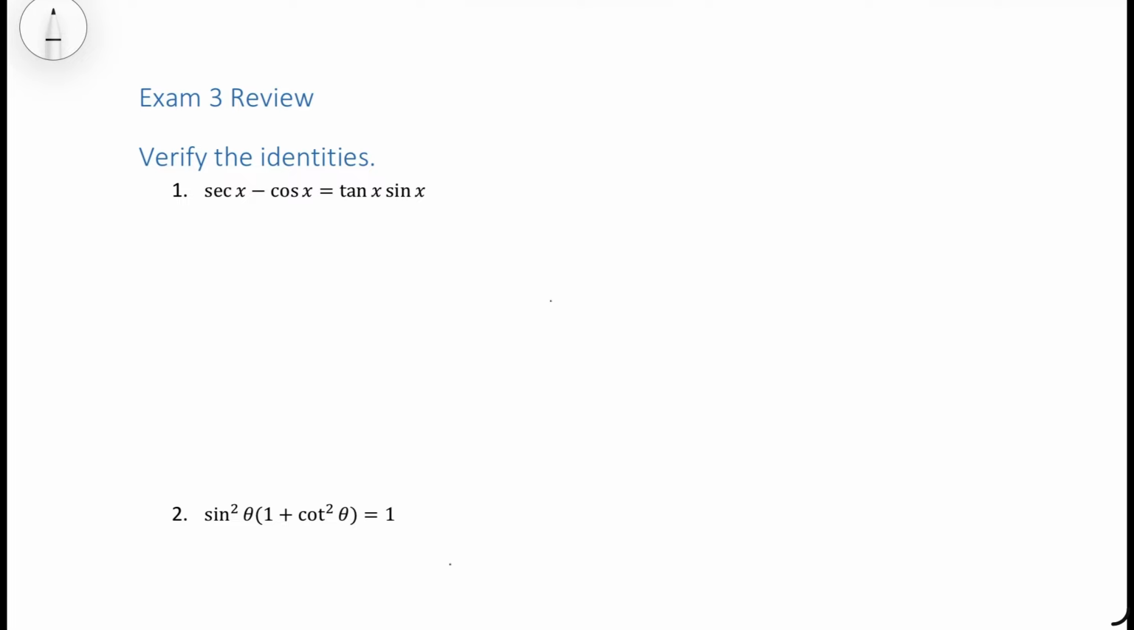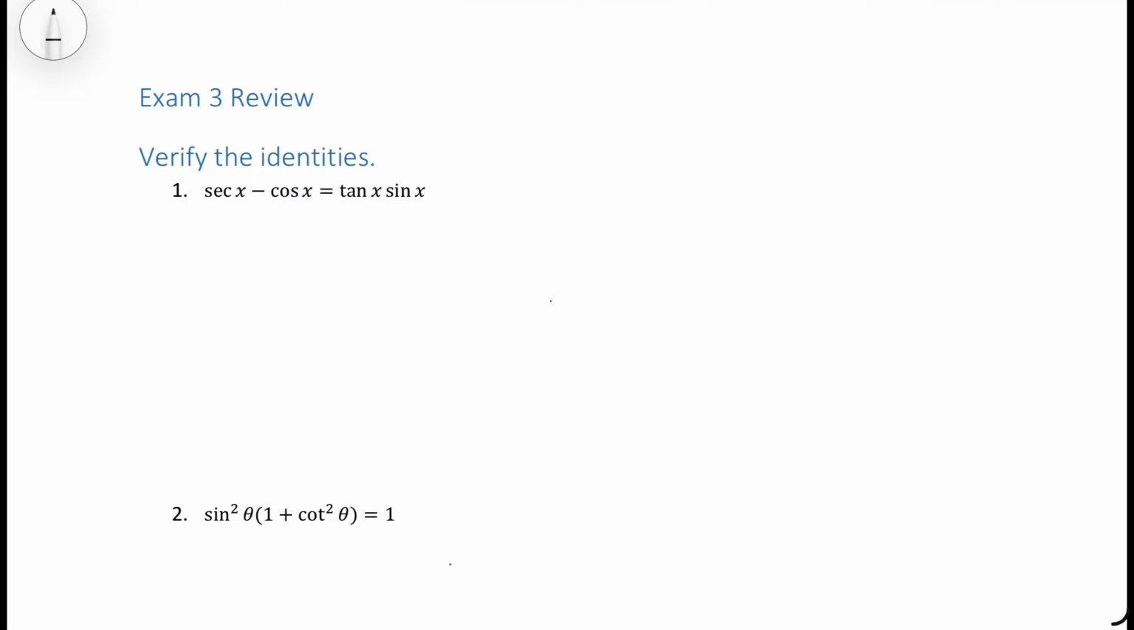Hello everybody. Today I'm going to be doing question 1 of verifying the identities, find the exact values, and solving trig equations. For question 1 of verify the identities: secant x minus cosine x equals tangent x times sine x.